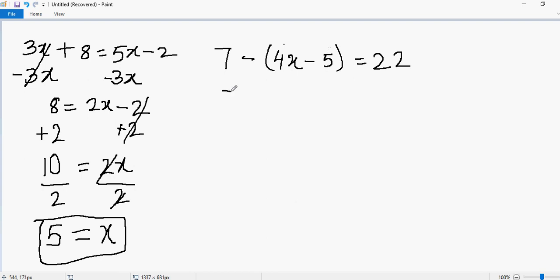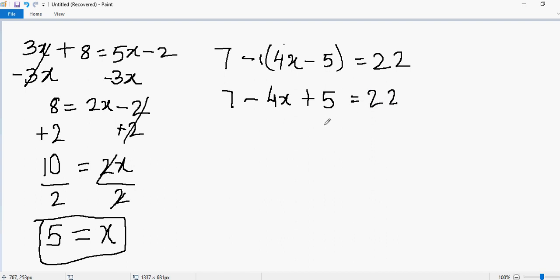Let's do it. So 7, and when I distribute the negative sign, negative times 4x will be minus 4x. And then I have negative, so you can assume that this is 1. Negative 1 times 4x will be negative 4x, and negative 1 times negative 5 will be positive 5. So you have positive 5 here. Now we have successfully eliminated the parentheses from the equation. Now we have 22 on the right-hand side.